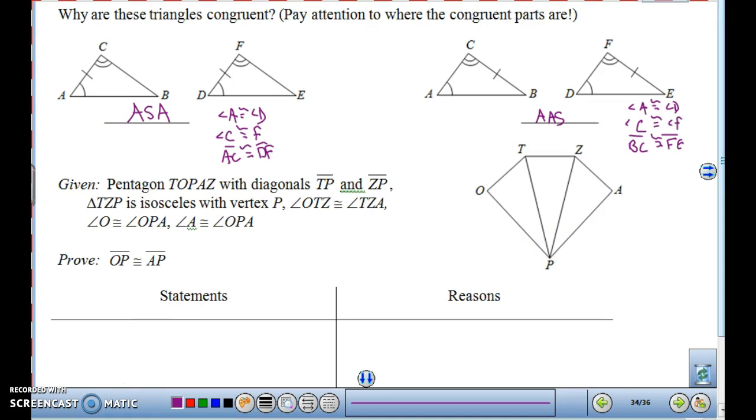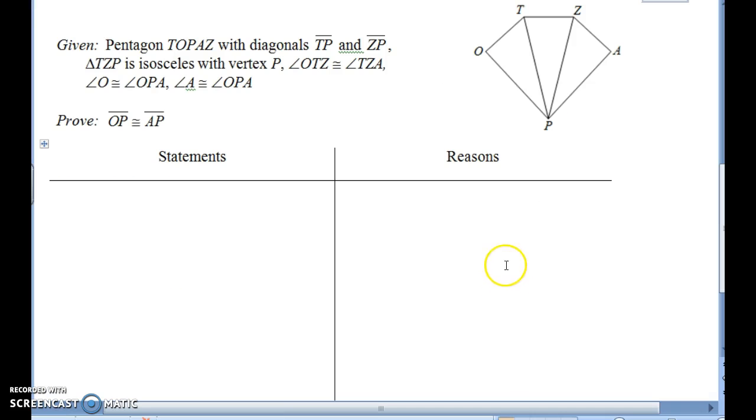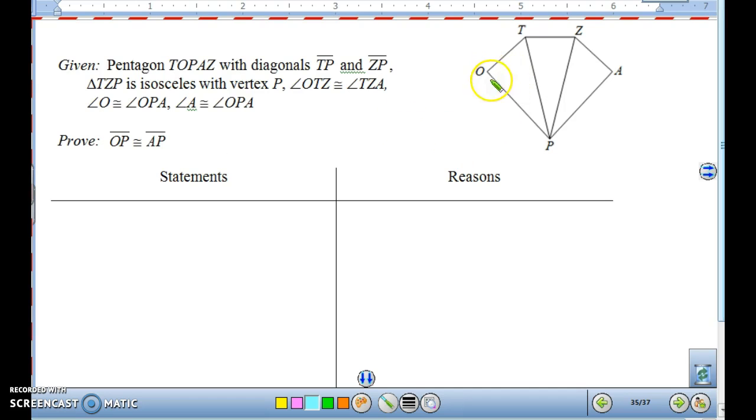So let's see how we apply this in a proof. So in this given, we have pentagon TOPAZ, topaz, five-sided figure, with diagonals TP and ZP. Triangle TZP is isosceles with vertex P. Angle OTZ is congruent to angle TZA. Angle O is congruent to angle OPA, and angle A is congruent to angle OPA. And we want to prove that OP and AP are congruent. So here's OP, and here's AP.